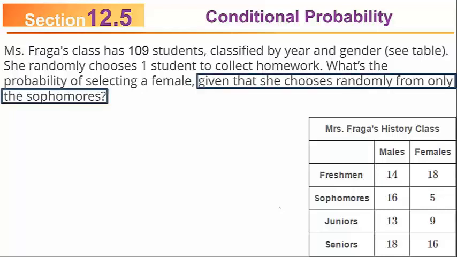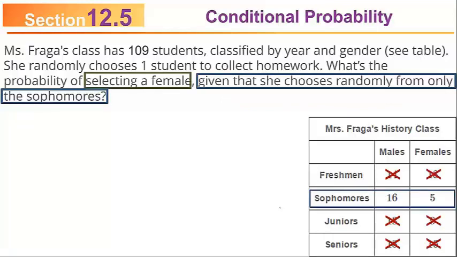So the given part is that she's only choosing from the sophomores. That means you can eliminate all the freshmen, all the juniors, all the seniors. So your sample space has reduced down to just the 21 sophomores. So now what's the probability of selecting a female? Well, look within the remaining choices, those 21 remaining choices, 5 of them are female out of the 21 sophomores.